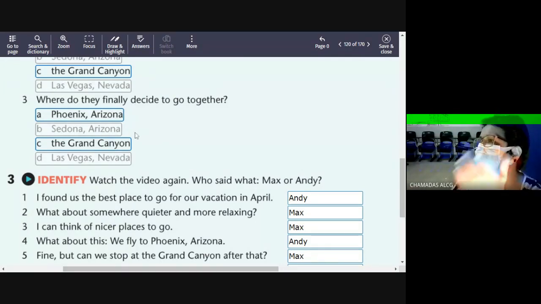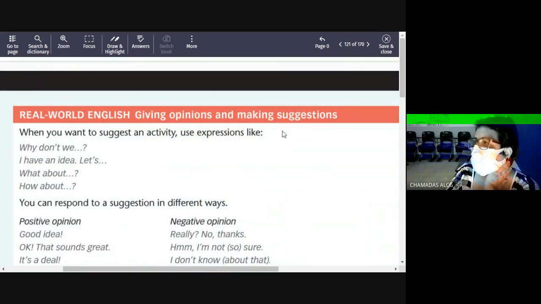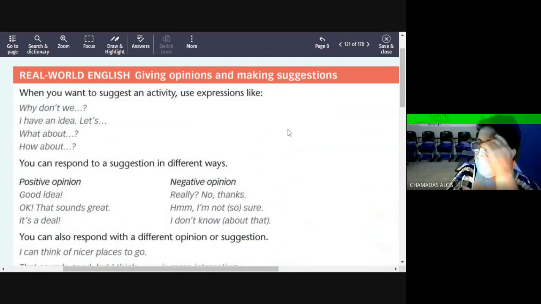So it's not so clear. Now, people, let's go to the next page and let's see the structure and the phrases we use to give opinions, right? So, real world English, giving opinions and making suggestions. Yeah, it's not so certain. Yeah, that's right, Felipe.